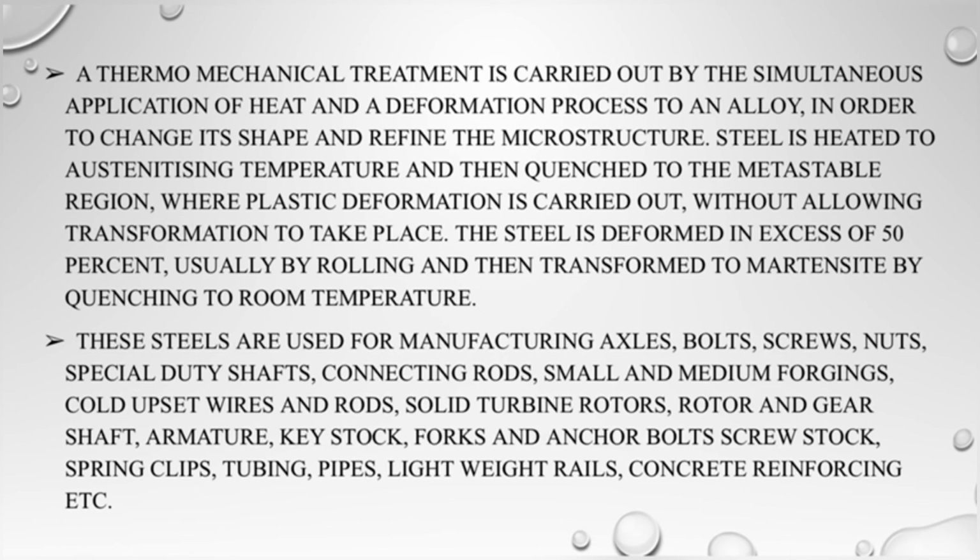Like in the sword forging process, this process is also used to increase the strength of the steel. These steels are also used to manufacture a wide variety of products like axles, bolts, screws, nuts, special duty shafts, connecting rods in the engines, and many other things, mainly for forging. TMT steel bars are used for making many products.